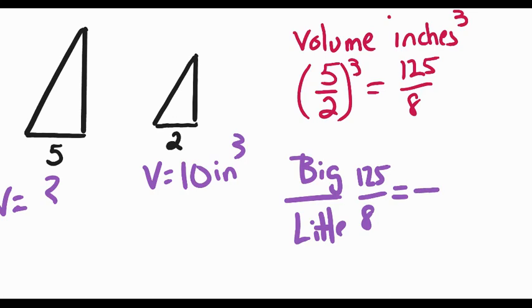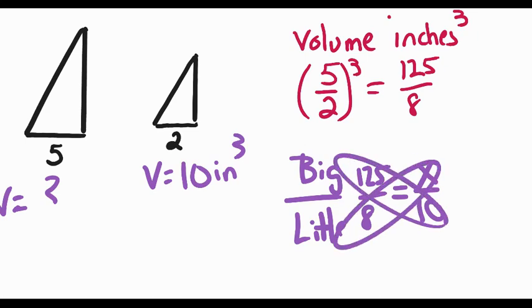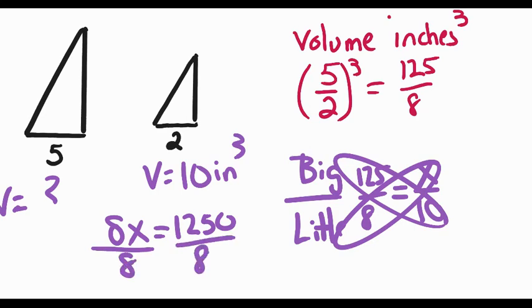Now, I know the volume of the small one is 10. So I'm going to put that with the little on the bottom. And I don't know the volume of the big one. So on top, I'm going to write an X. Now from there, I can use the butterfly method and multiply across. And when I do that, I get 8 times x equals 125 times 10, which would be 1,250. And then from there, I'm just going to solve. And I'm not actually going to do out the math. You can put that right into the calculator. And that would tell you the volume of the big shape.